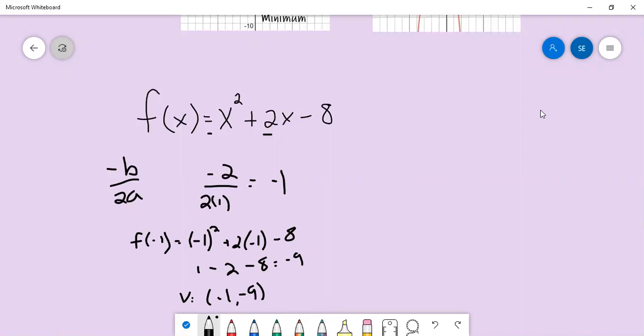Okay, our axis of symmetry is the vertical line that goes through our vertex. So that's going to be x is equal to the x coordinate of our vertex. X equals negative 1 is going to be the axis of symmetry for this parabola. Okay, so this is our vertex and our axis of symmetry. Just going to box this off here. This is important. Okay.